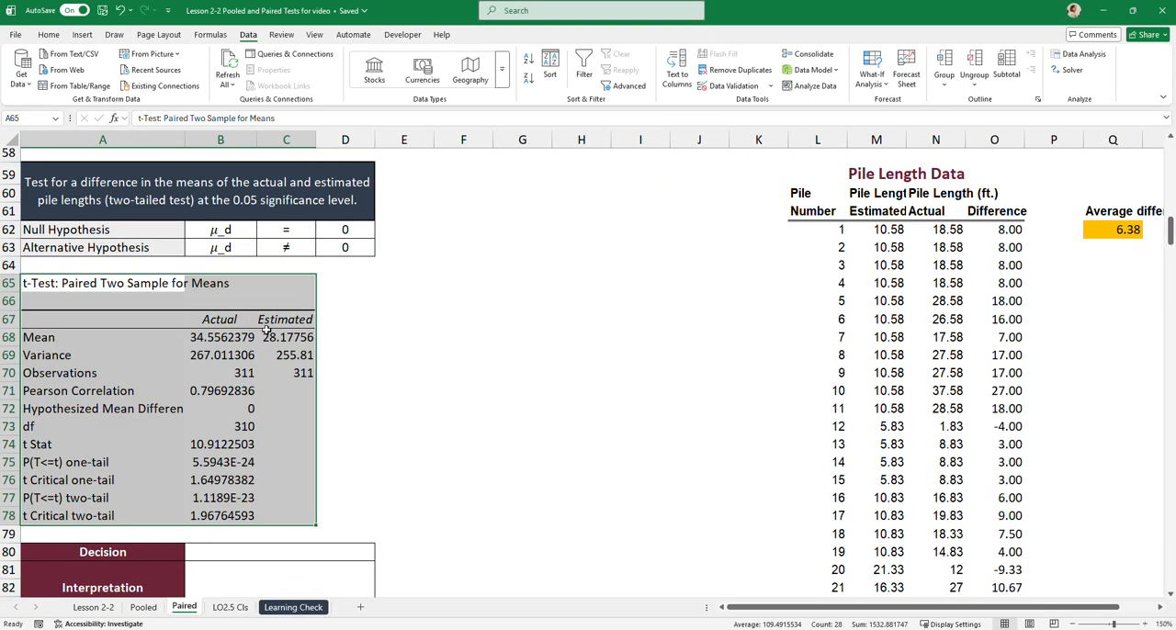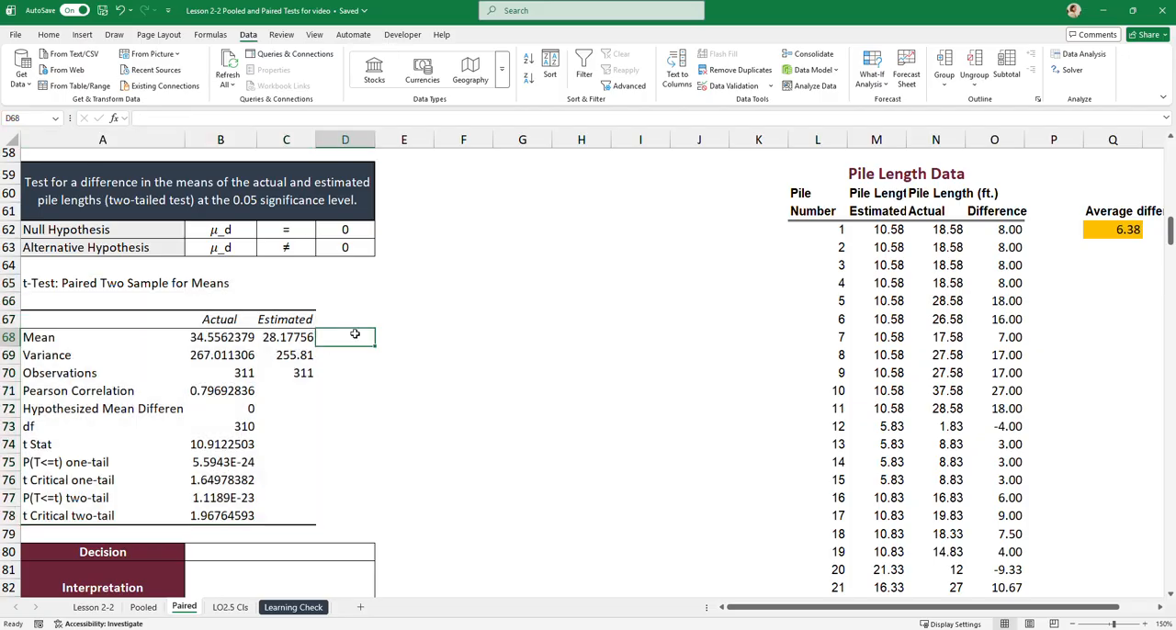Once I press OK, like I said, it will give me a very, very similar output to what we had for the previous example. Notice that it's correct that the mean of the actual lengths is longer than the mean of the estimated length, so it is the one with the greater average. We selected the right one first. Also notice that the number of observations has to be the same. That's because they are matched on the same pile, so we need to have an estimated and an actual length for each pile. So you need to have the same number in each group.